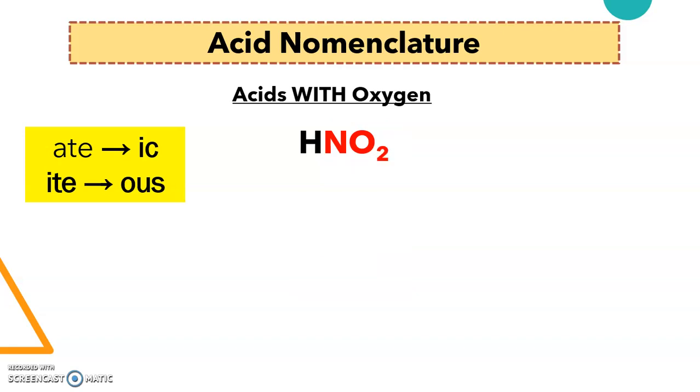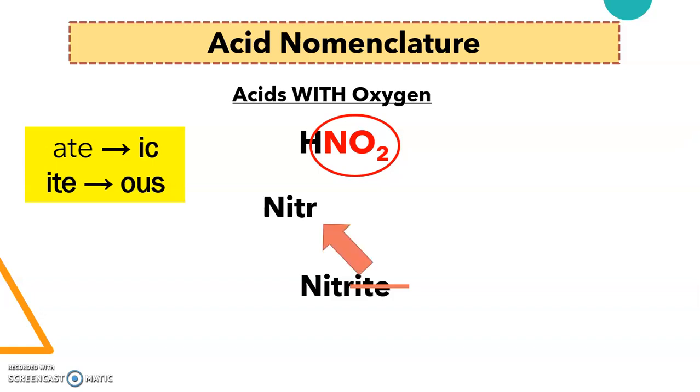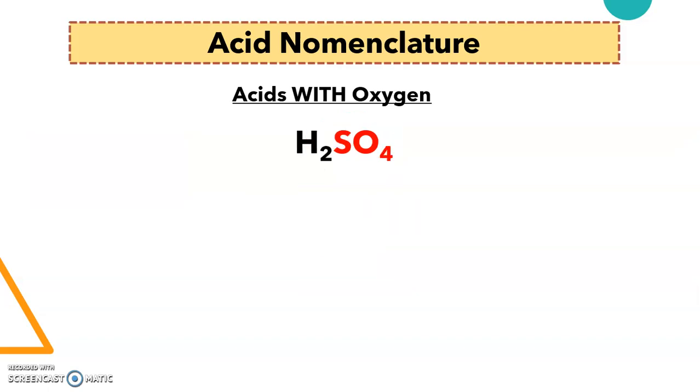Let's try another one. How about HNO2? Well, NO2 is the polyatomic ion nitrite. Get rid of the ending ite. It might hurt us. I'm going to replace that with an us ending. So this becomes nitrous acid, nitrous acid.